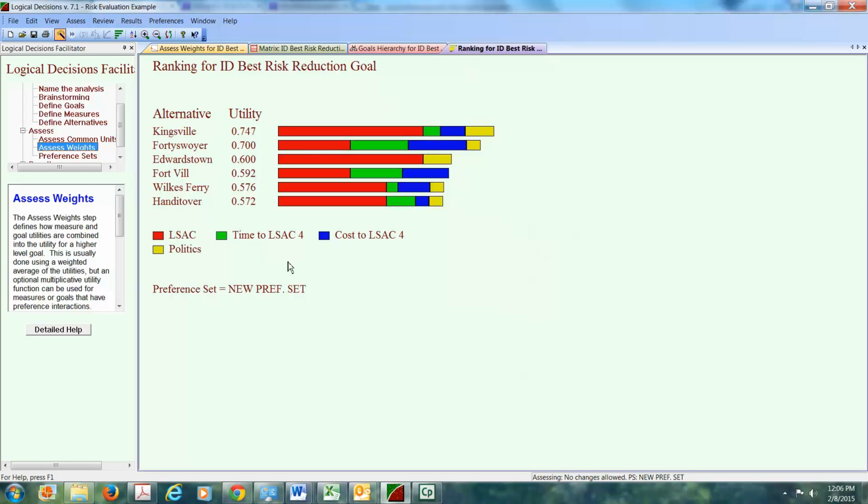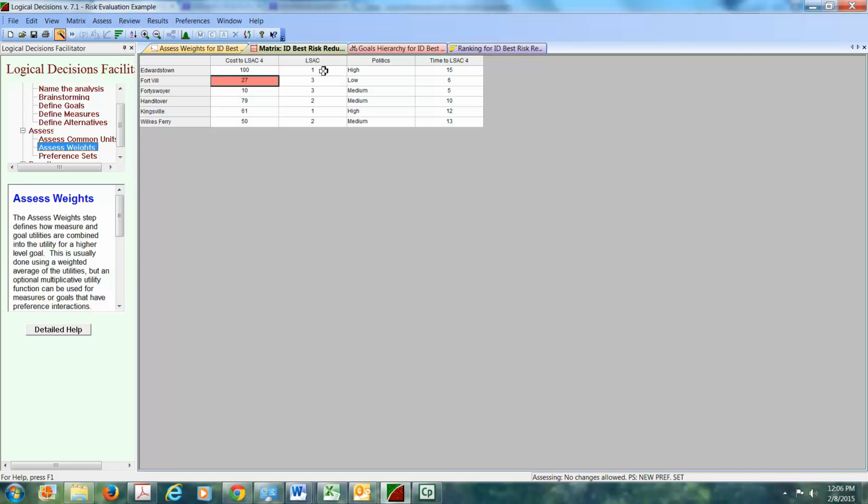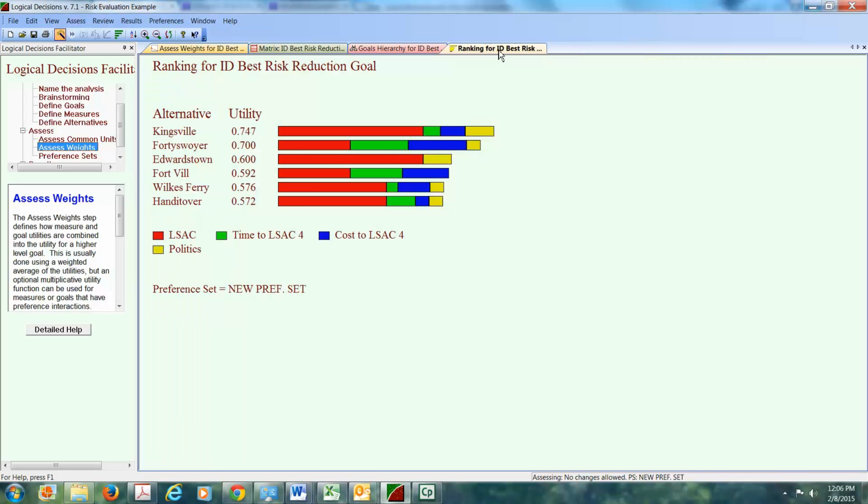Okay, so take a look at those for a second. Let me jump back here. And we'll notice Edwardstown was LSAC 1, Kingsville was LSAC 1, Handed Over and Wilkes Ferry were LSAC 2. Handed Over and Wilkes Ferry dropped to the bottom, even though they're LSAC 2s, and a couple of the LSAC 3s have moved up into the higher rankings, not because they're riskier. You can notice that the red bars are less for them, but because they contribute better to this desire to get things done quickly and cost effectively.